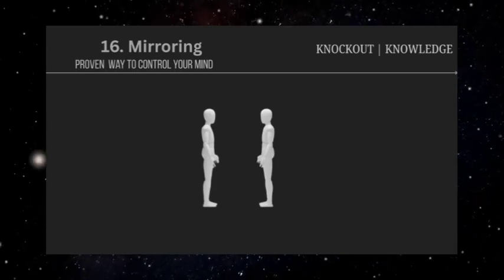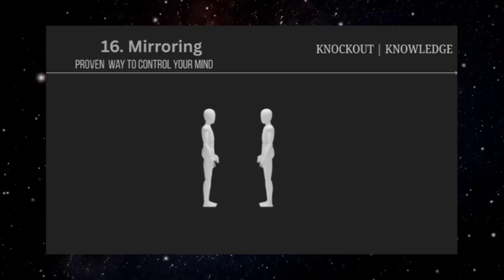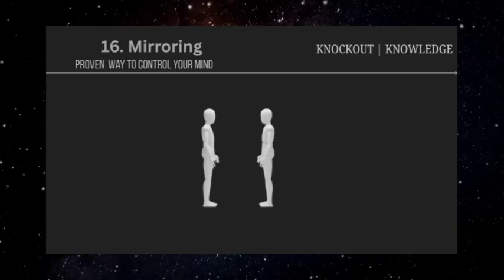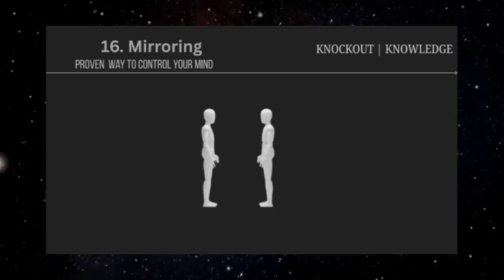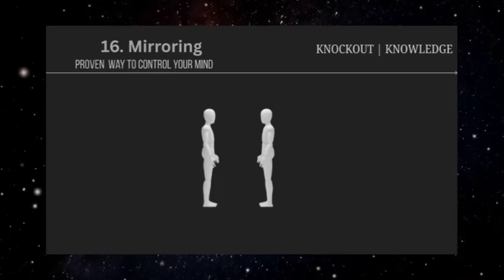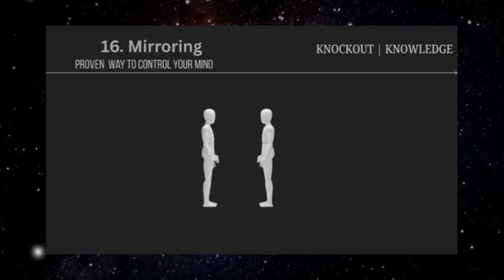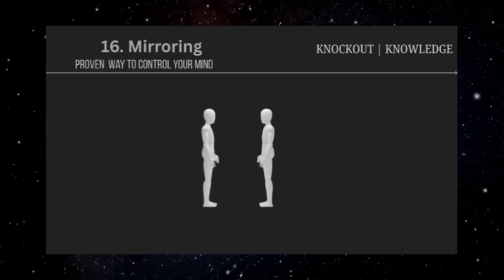The power of mirroring lies in its operation below conscious awareness. Most people don't consciously notice when someone is copying their posture, matching their speaking pace, or adopting their gestures. Instead, they simply experience a growing sense of comfort and rapport with the person doing the mirroring. This makes mirroring particularly effective for building trust quickly and gaining influence without triggering suspicion or resistance.